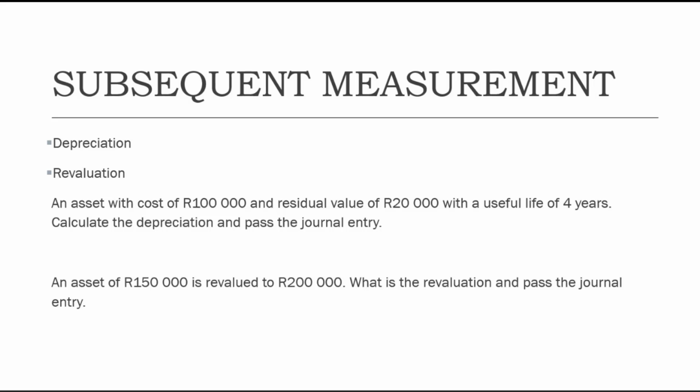Let me explain what it is. A revaluation is when you revalue your asset. Let's say I have an investment property, and at the end of the year I want to know the value of my property. So I revalue it, in this case to 200,000. Initially it was 150,000, but now it is 200,000. What is the journal entry for this revaluation, and where does it go?